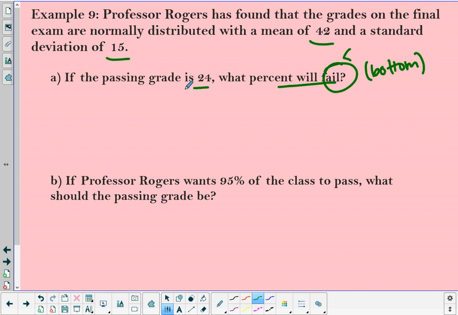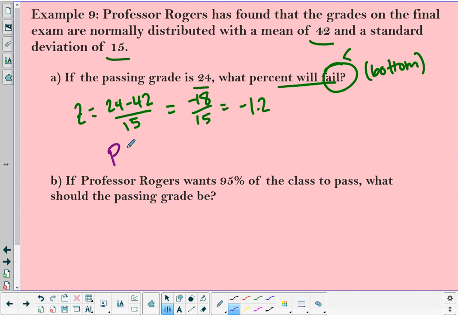Now, you have to normalize this first. You don't have a z-score, so you have to calculate a z-score. So I'm going to take the score of 24, subtract the mean of 42, divide by the standard deviation of 15. When I do all that, negative 18 over 15 is negative 1.2. Now find your probability associated to negative 1.2, that's 0.1151, or in other words, about 11.51% will fail.